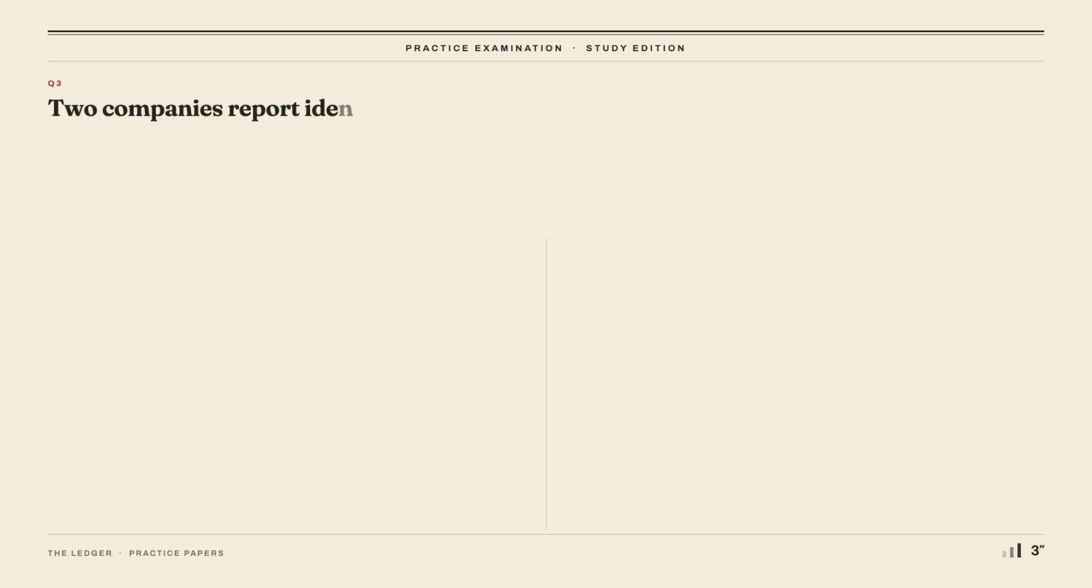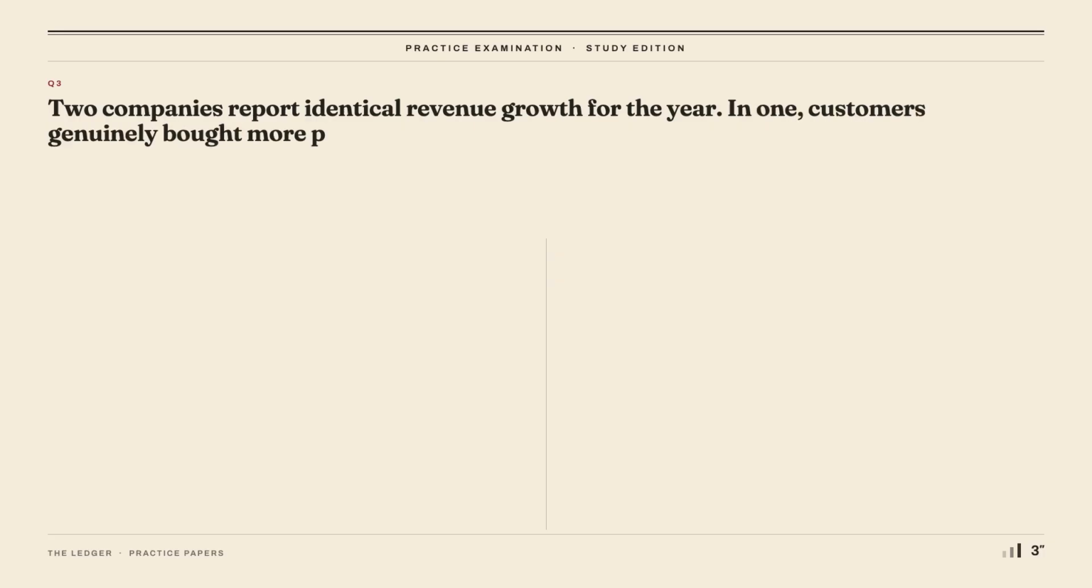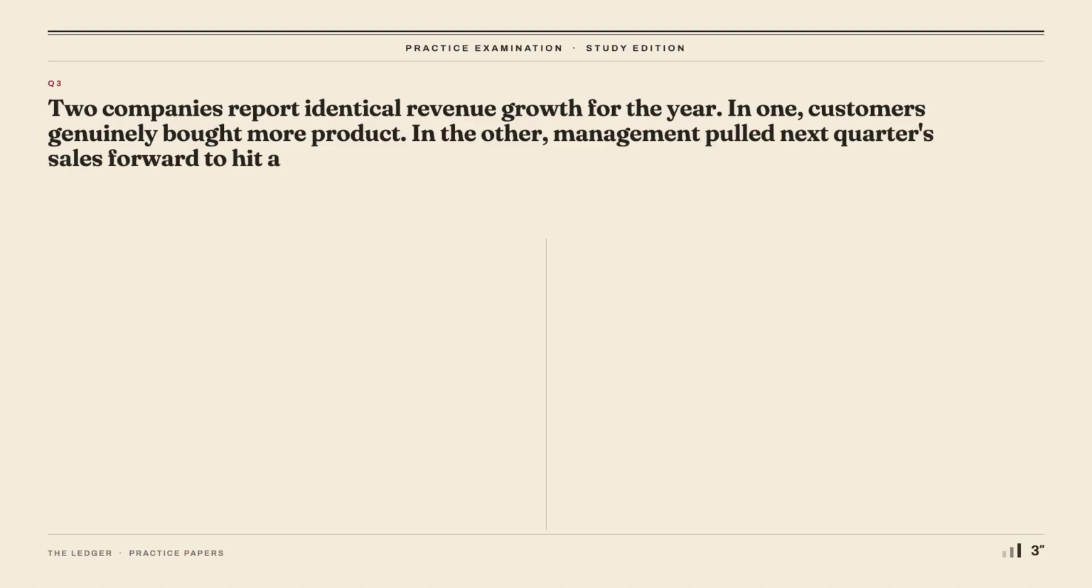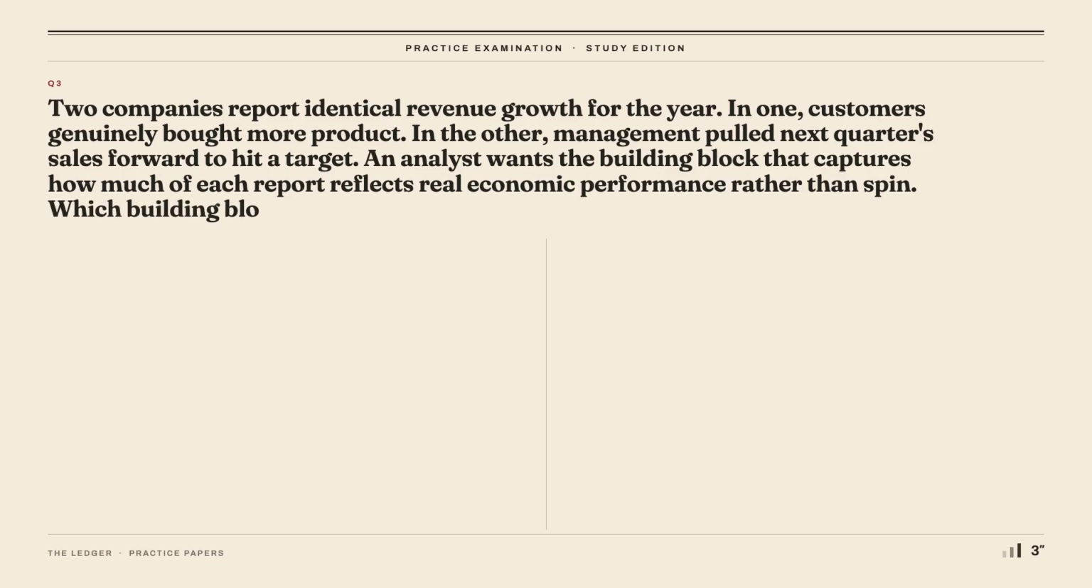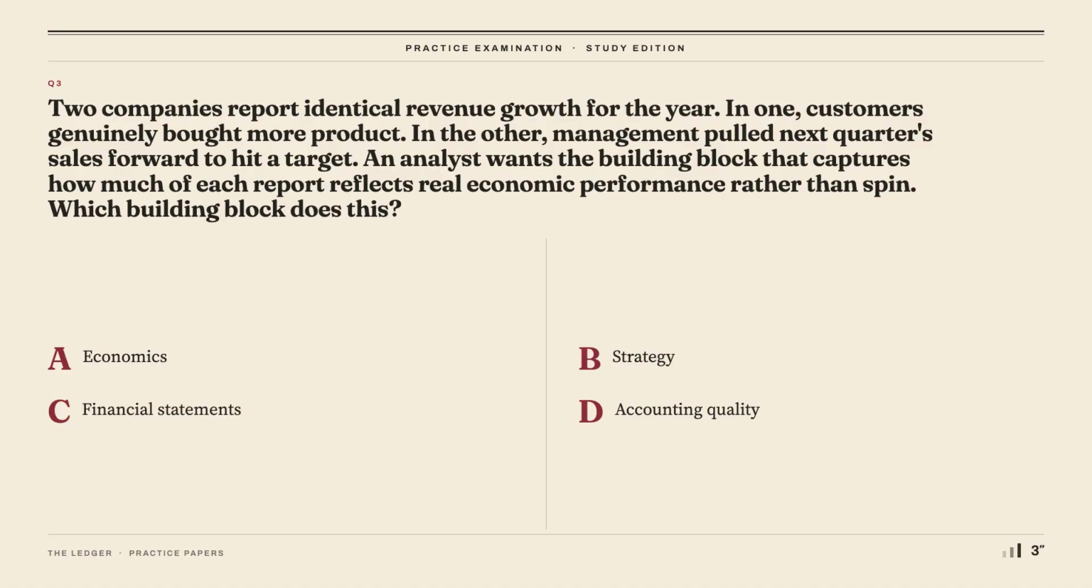Question 3. Two companies report identical revenue growth for the year. In one, customers genuinely bought more product. In the other, management pulled next quarter's sales forward to hit a target. An analyst wants the building block that captures how much of each report reflects real economic performance rather than spin. Which building block does this? Your options are A. Economics, B. Strategy, C. Financial statement, D. Accounting quality. Before I reveal it, which one do you think is right?